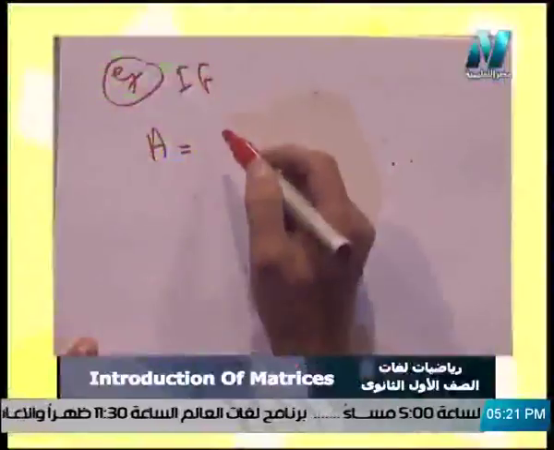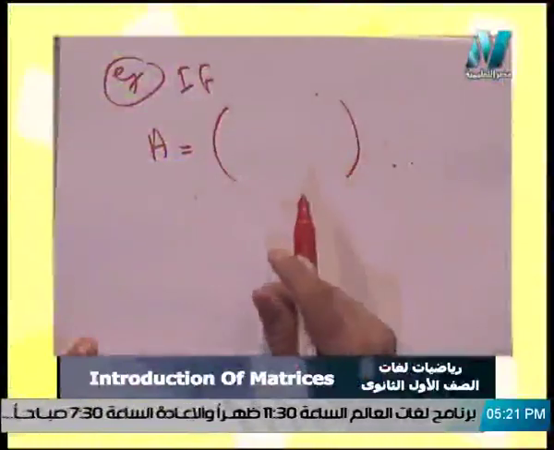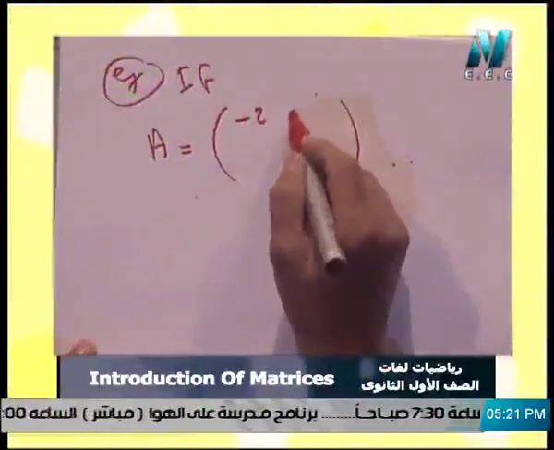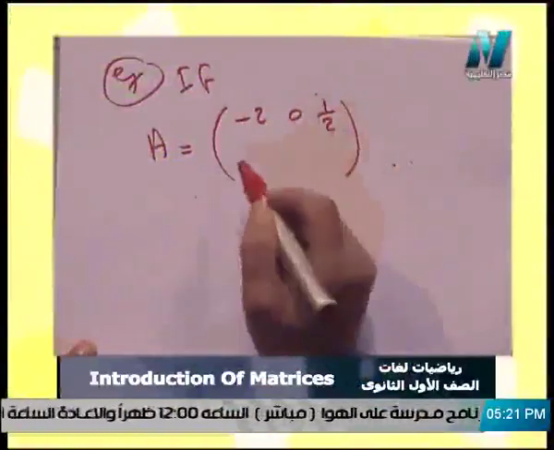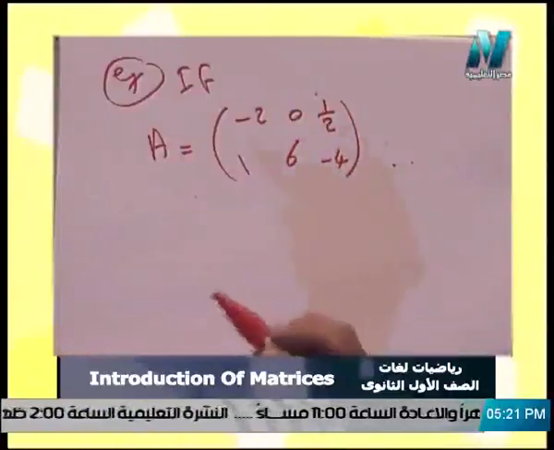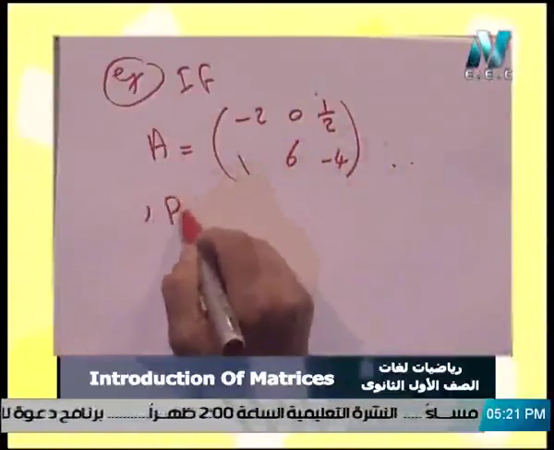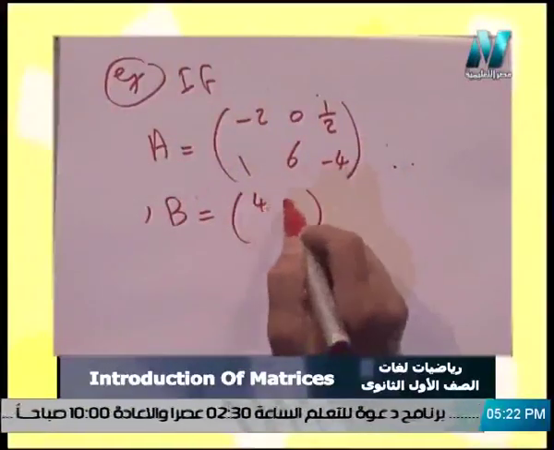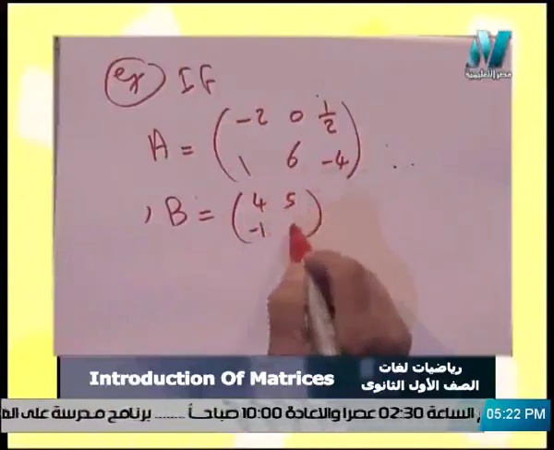If we have, okay, let's write the example. If A is a matrix, written as -2, 0, 1/2, 1, 6, -4, and we have B, another matrix, 4, 5, -1, 8.